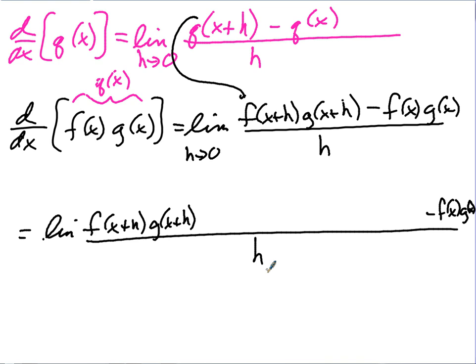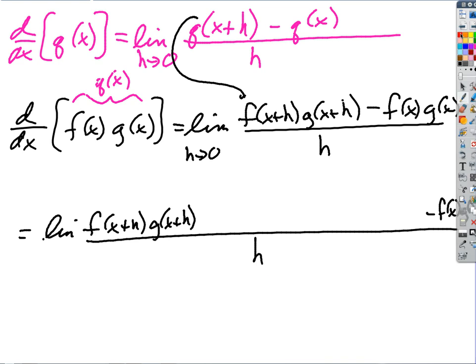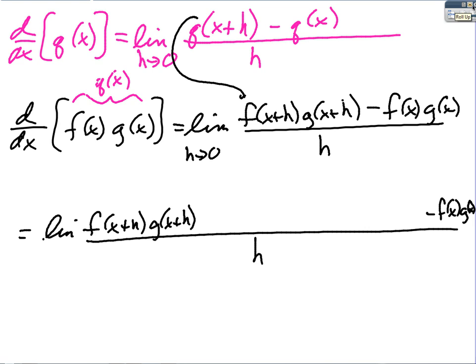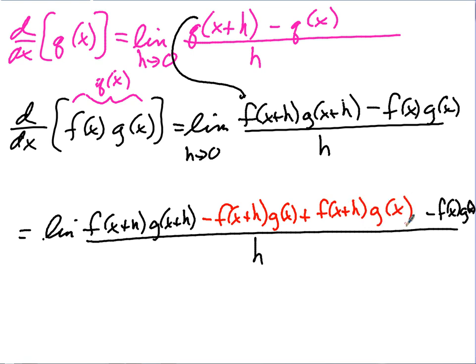I gotta change colors to do that. I'm gonna draw attention to this. Okay, here's our trick. Let's subtract and then add the same term, f of x plus h times g of x. Okay, why, you might ask, would we do that? Give me a hint. See if you can see what's going on.